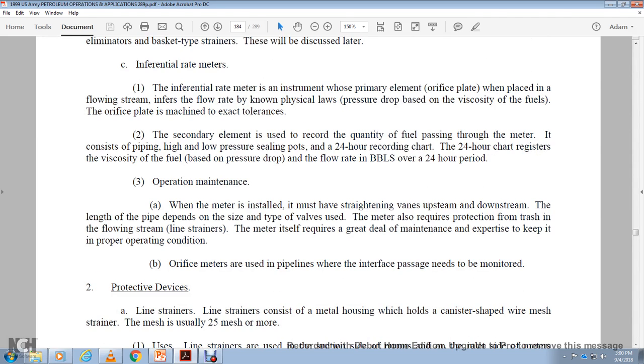When a meter is installed, it must have straightening vanes upstream and downstream, with a length of pipe depending on the size and type of the valve. The meter requires protection from trash in the flowing stream by line strainers. The meter requires a great deal of maintenance and expertise to keep it in proper operating condition.